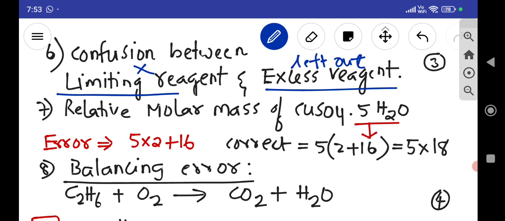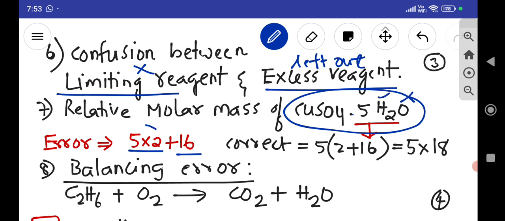Next, seventh one, relative molar mass of this molecule. So if they give hydrates, like here it is pentahydrate, what mistake is done? 5 into 2 plus 16 is taken for H2O, but here it will become 10 plus 16, which is an error. Instead you have to write either 5 into 18 or you have to write like this, 2 plus 16.